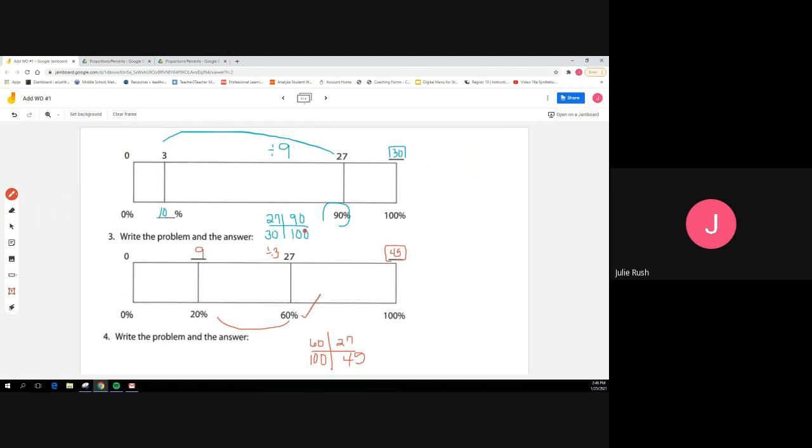So you can use proportion, cross multiply and divide to solve. You can use a ratio table. You can use a percent bar, a strip diagram, a double number line. Just the strategies for proportional reasoning are endless, okay? So find one that works for you, that works all the time, and you'll be good to go.